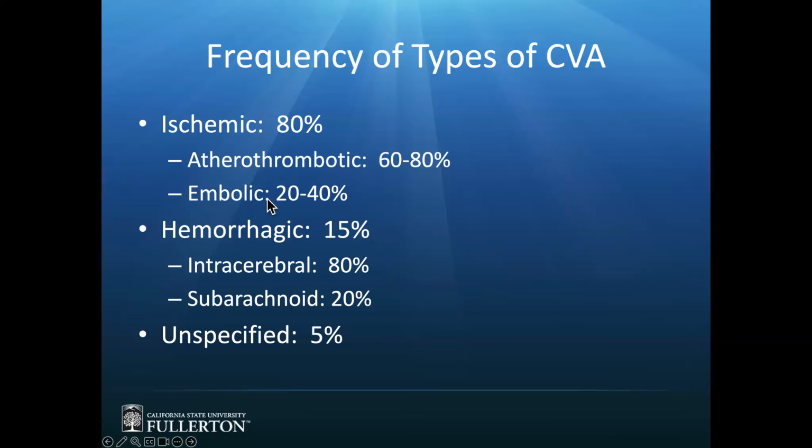So if we look at the 80% who had the ischemic strokes, the infarctions, most of those were atherothrombotic and a smaller number were embolic. If we looked at the hemorrhages, and remember, hemorrhagic is less frequent, but of that number, 80% are intracerebral and 20% are subarachnoid. Those are the ones that develop from the malformations and tend to be in younger people when they finally have the stroke.